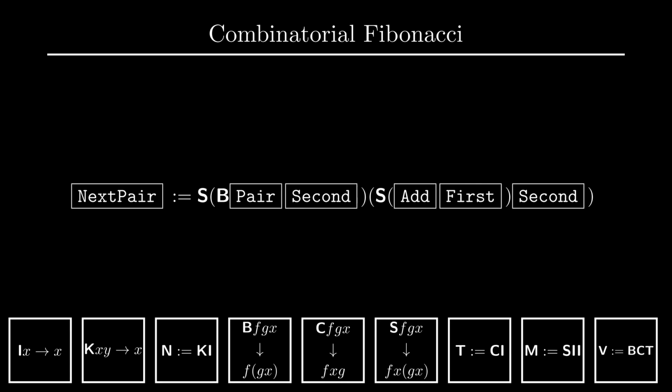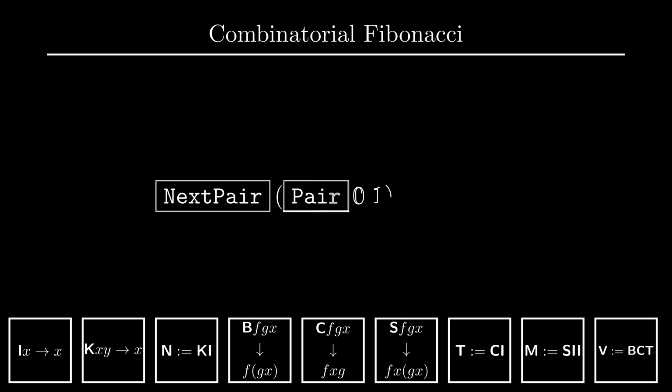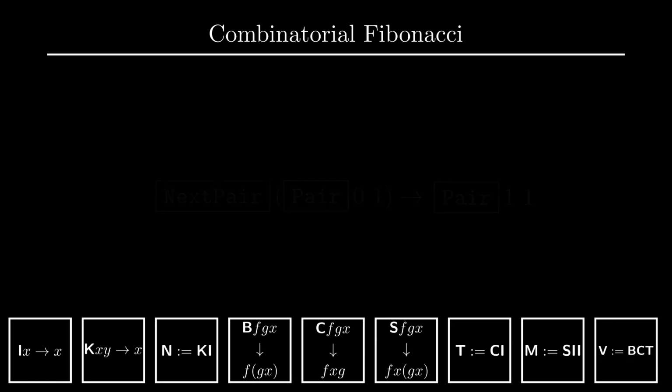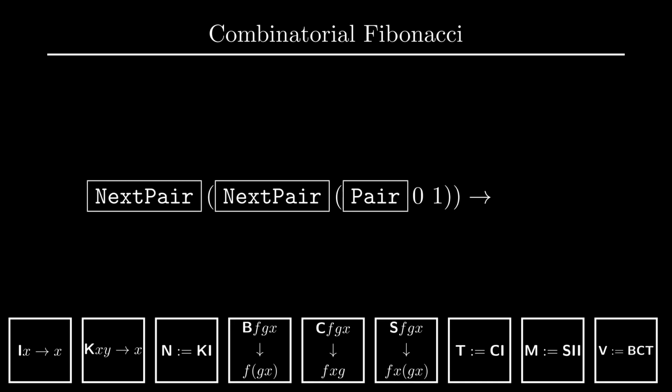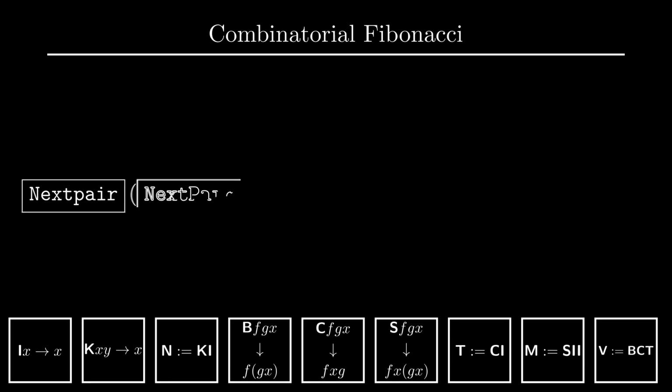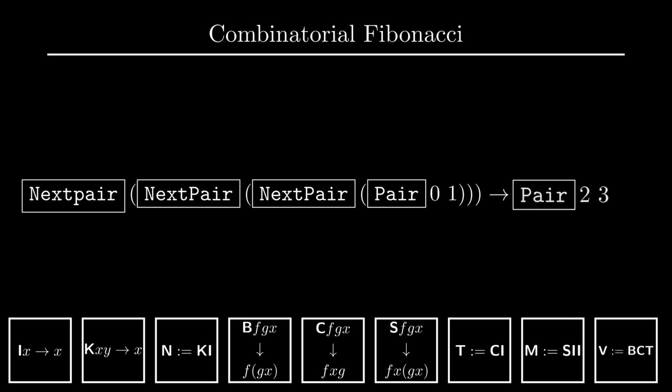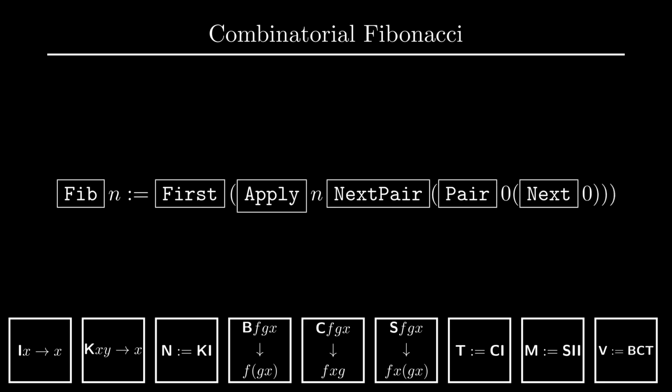For example, if we apply next pair to the pair 0, 1 once, we obtain 1, 1, and the first number of this pair is the first number in the Fibonacci sequence. If we apply next pair to the pair 0, 1 twice, we obtain 1, 2, and the first number of this pair is the second number in the Fibonacci sequence, and so on. So we have this expression. Note that the number 1 is represented as next 0. And this behavior compiles to this expression.